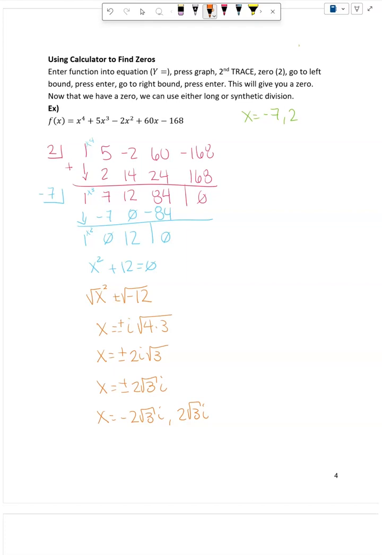So, all of our zeros would be, as a set, negative 7, negative 2 square roots of 3i, and then 2, and then 2 square roots of 3i. How about that? Y'all like that? Look good to you? And we had the 4th degree, so we expected 4, and we got 1, 2, 3, 4. So there you go.